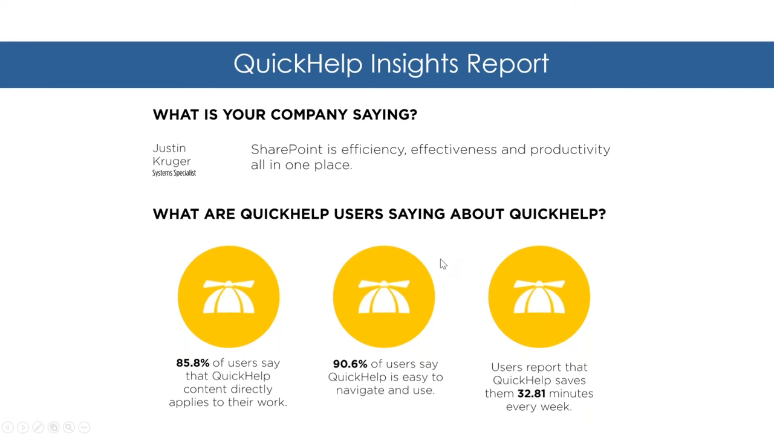What's their feedback on the QuickHelp platform? 85% of users say that QuickHelp content directly applies to their work. 90% say QuickHelp is easy to navigate. So this is all feedback from one organization. Users report that QuickHelp saves them 32 minutes each week.